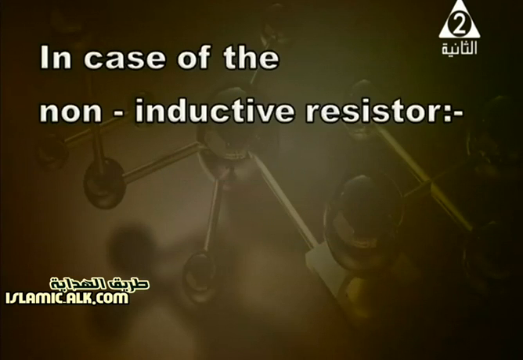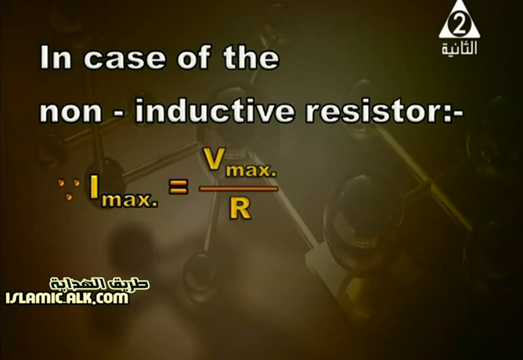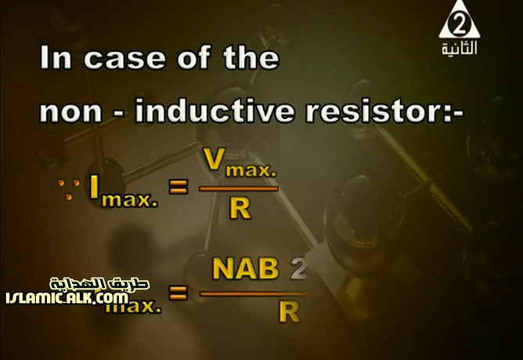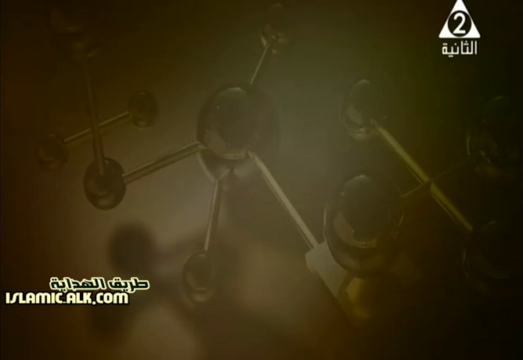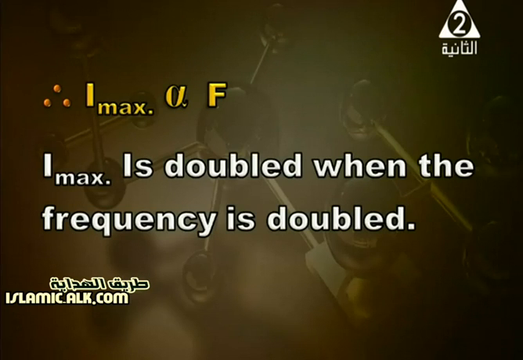And finally, what about the non-inductive resistor? I maximum equals V maximum over R. It is NAB 2 pi F over R. So maximum current is directly proportional to the frequency. So when the frequency increases, maximum current increases. If it is doubled, the current will be doubled. So I maximum is doubled when the frequency is doubled.